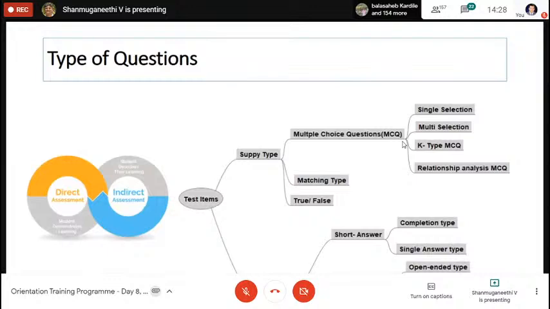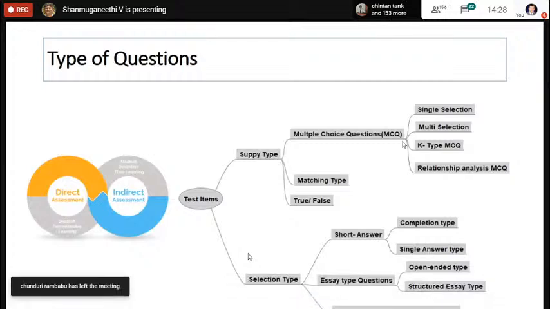Then I can have a question where 4 statements are there. Then among the 4 statements, 1 and 2 are correct, 3 and 4 are correct. How to bring such kind of complexity? So all the things we have discussed in the course.